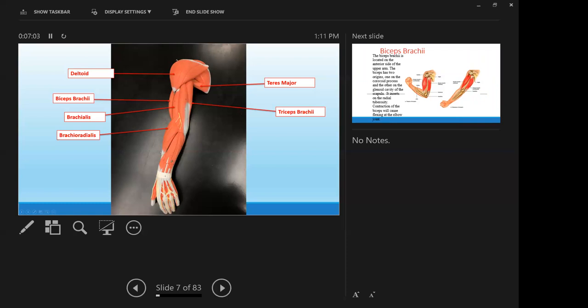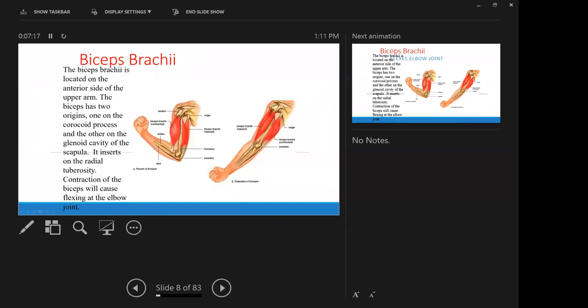So the first one we pay real close attention to, not just where it's located, where its origin and insertion are, but what it does, is the biceps brachii. The biceps brachii is on the superior or the anterior surface of the arm. It has two origins, both of which are on the scapula, one on the coracoid process, the other on the glenoid. Scapula is good enough for the origin of the biceps brachii.